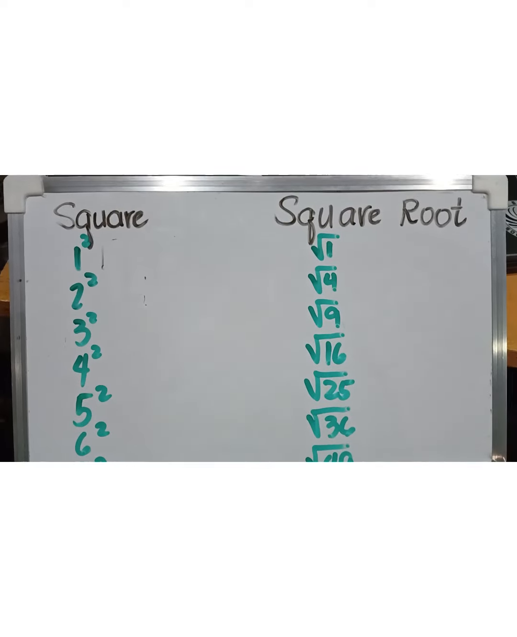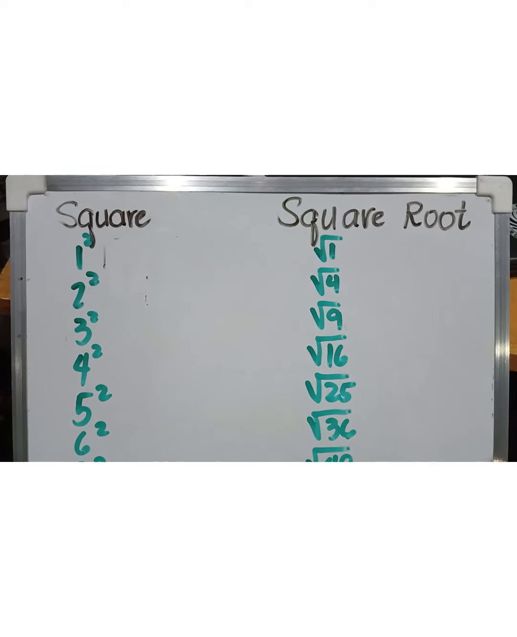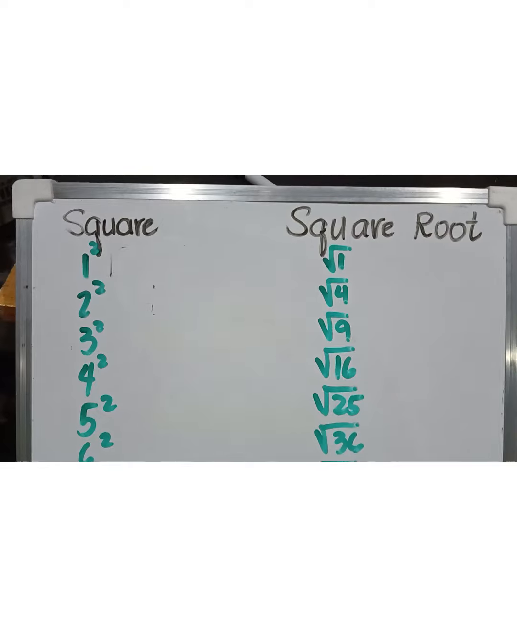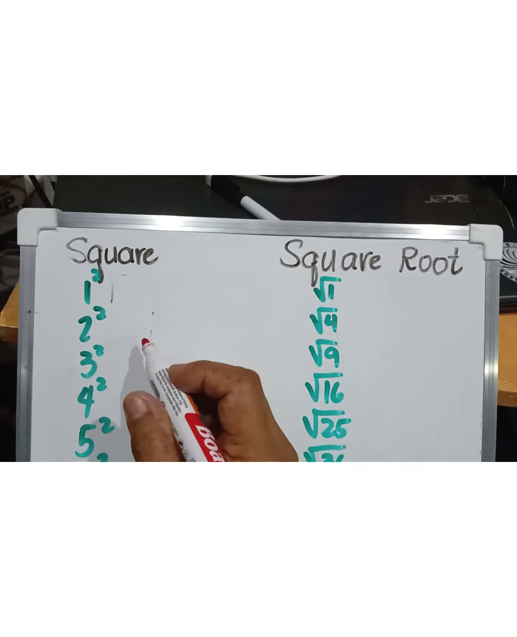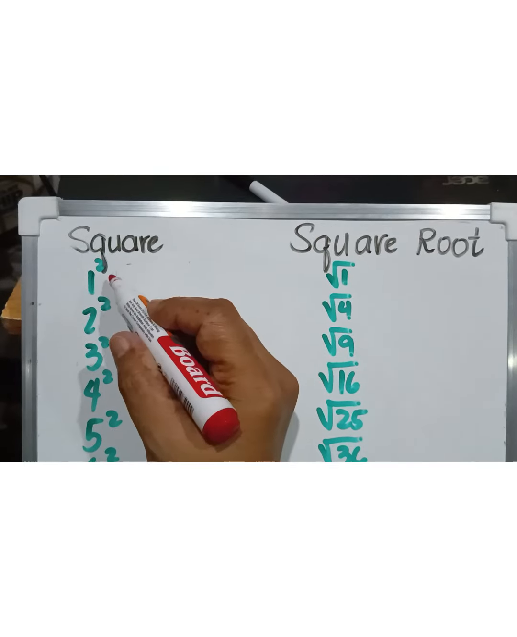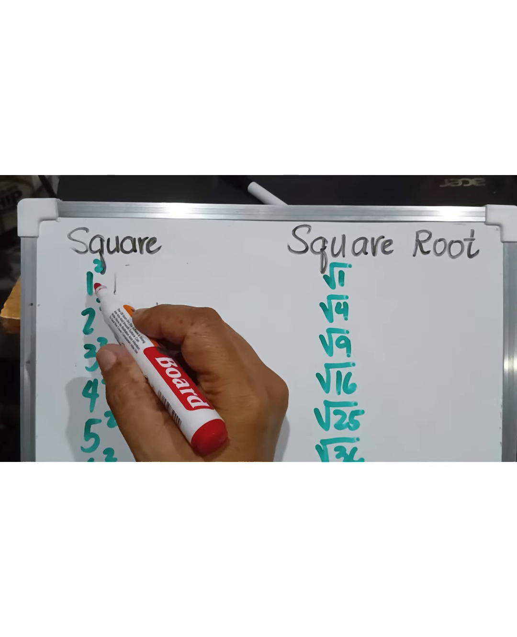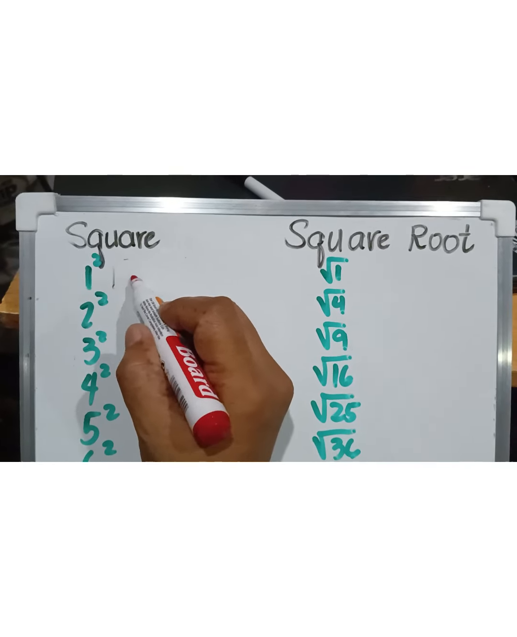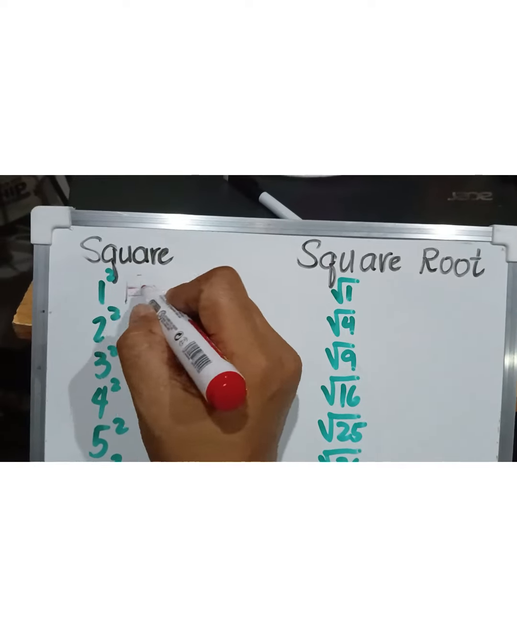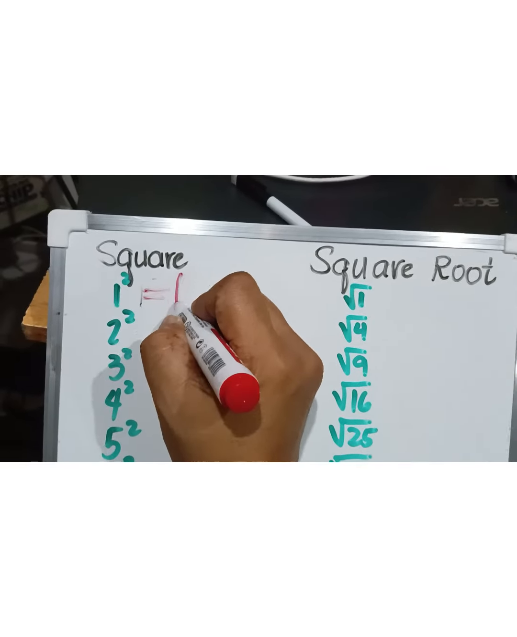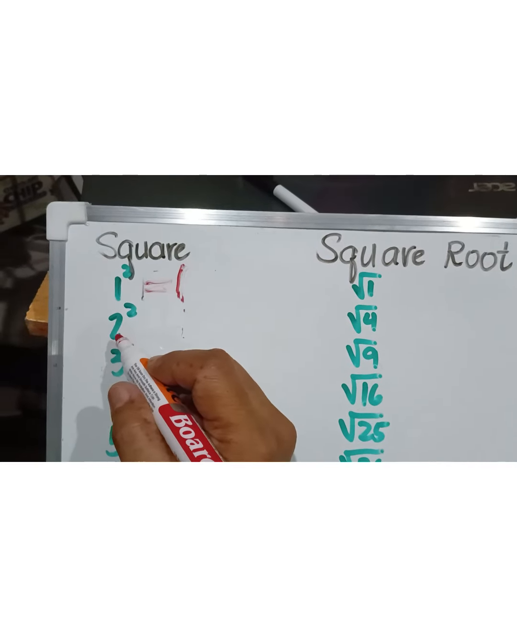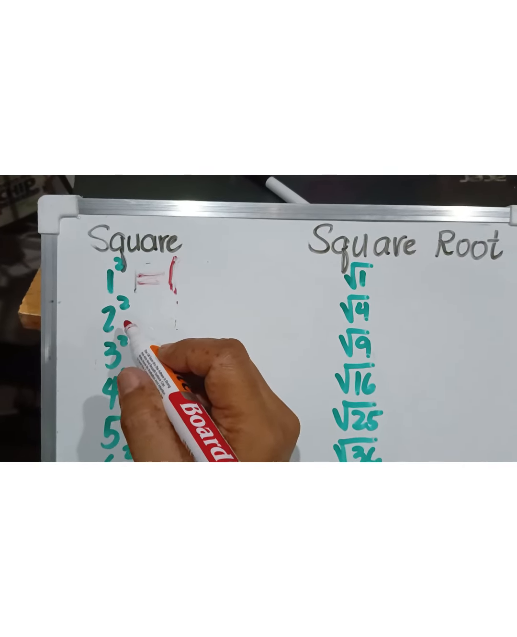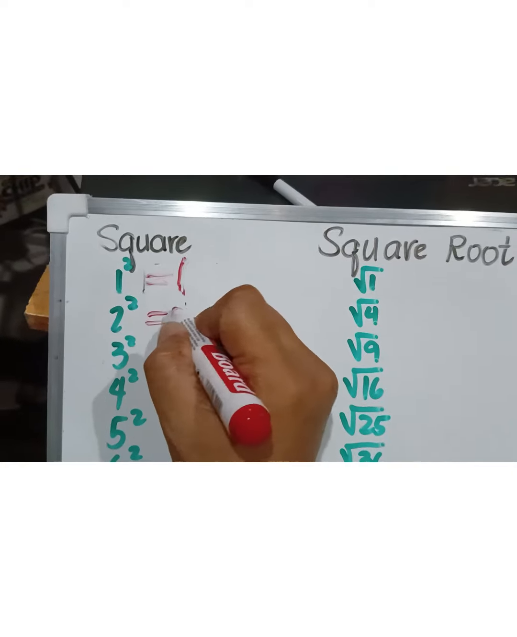Let's study the square and the square root. In a square, we multiply the number by itself. Example, we have 1 squared. Multiplying 1 by itself, 1 times 1 is equal to 1. 2 squared. Multiplying 2 by itself, 2 times 2 is equal to 4.